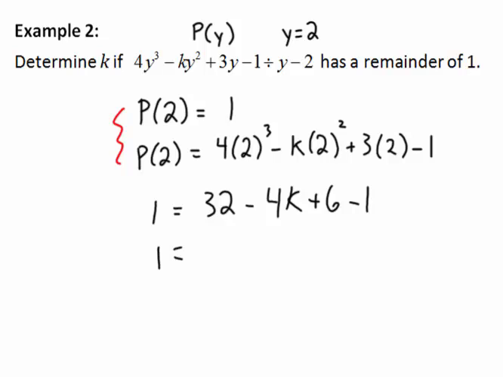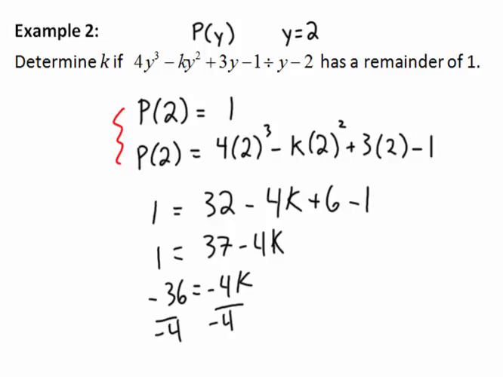And we get 1 on this side. Add our values up here, we get 37 minus 4k. Bringing the 37 to the other side, we get negative 36 equals negative 4k. Divide both sides by negative 4, and it's pretty easy to find a k value equal to 9. So sometimes the remainder theorem helps us find the actual remainder. Sometimes we're given the remainder, and we have to find an unknown variable.